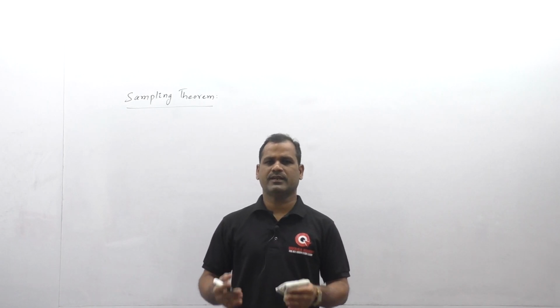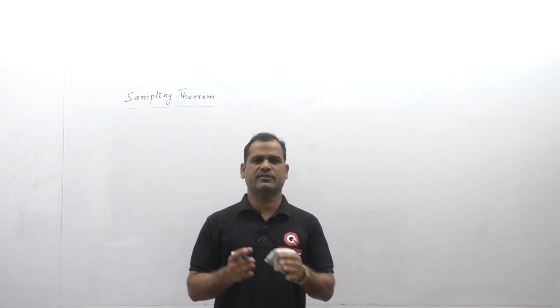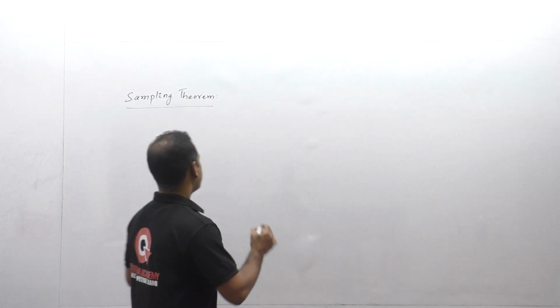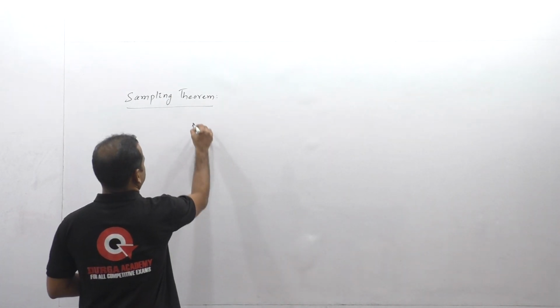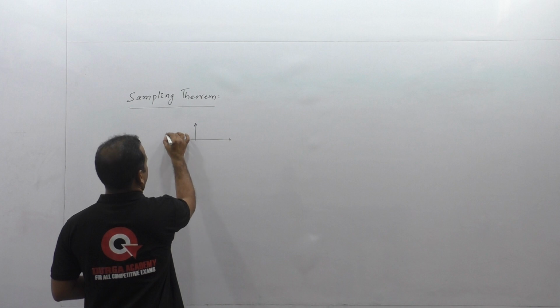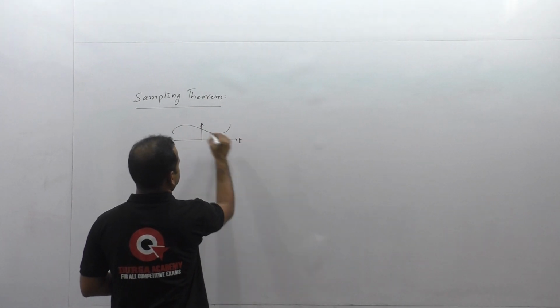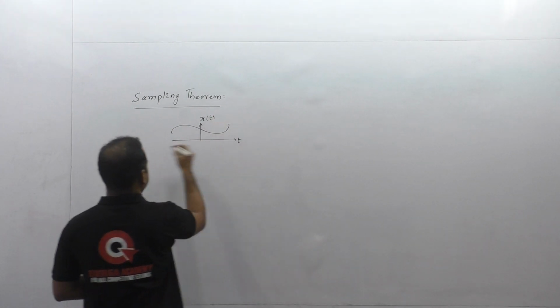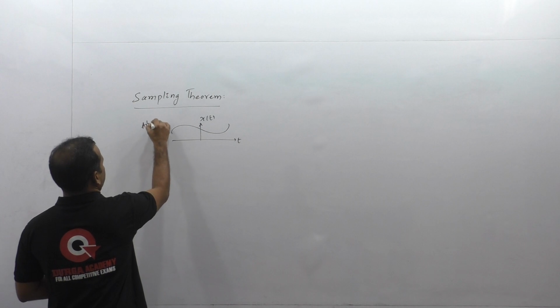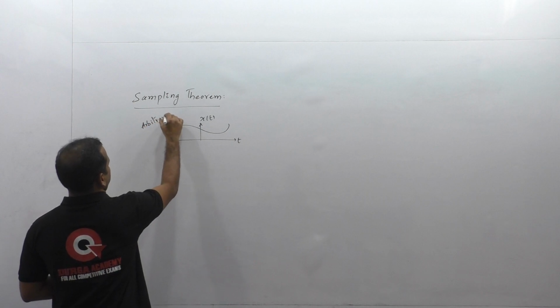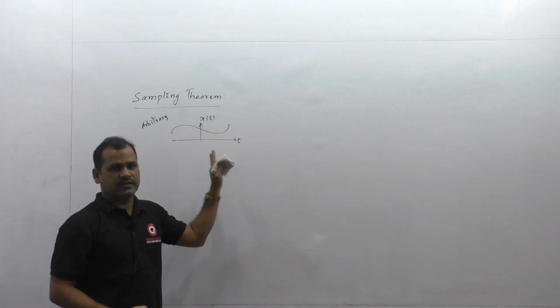Now let us find the time domain and frequency domain analysis of the sampling process here. First I will see a signal in time domain. I will consider an arbitrary signal of this shape. It is an arbitrary signal, so the shape is considered like this.